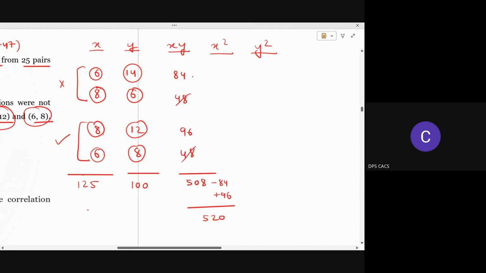Any problem with this? In this way it can be corrected. In exam, they won't give you 2 mistakes, they will give you only 1 pair mistake. Because it is a 1 mark question in exam.